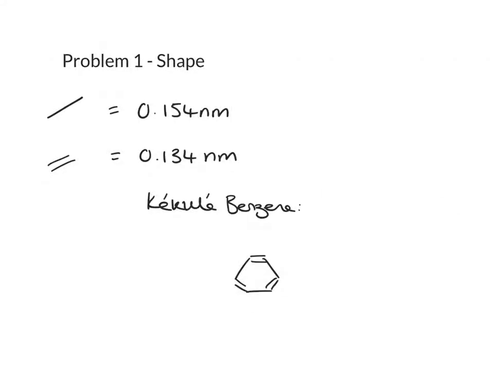So a single carbon-carbon bond is 0.154 nanometers in length. Carbon-carbon double bond is 0.134 nanometers in length. So that would lead you to expect Kekulé's benzene structure to look something like this, with shorter bonds, longer bonds, shorter bonds, and longer bonds. However, we know that it is a regular hexagon. So that's the rough shape of benzene, which means that it can't have alternating single and double bonds. Something else must be going on instead.